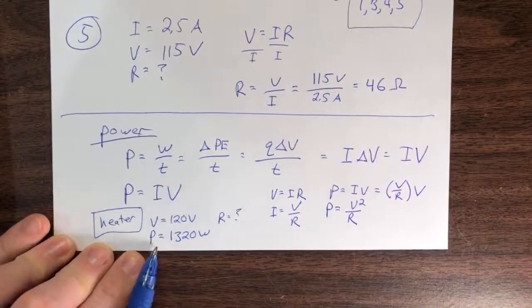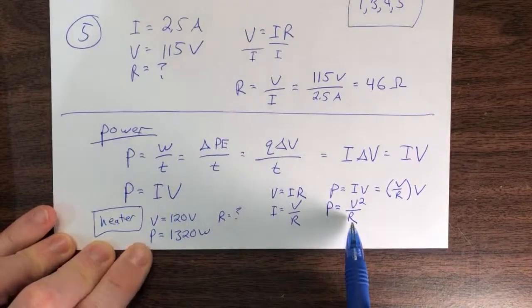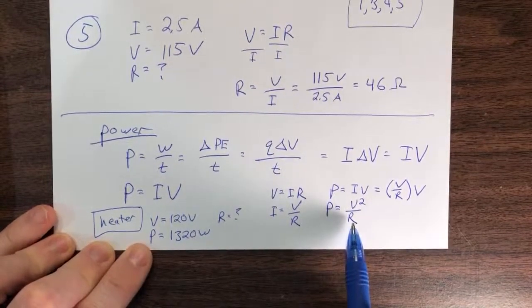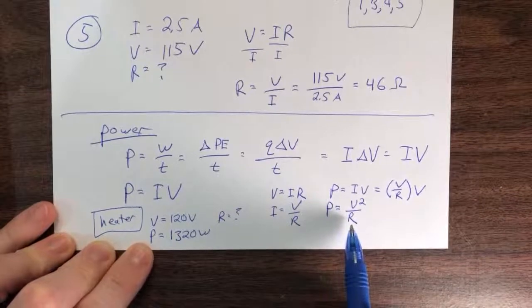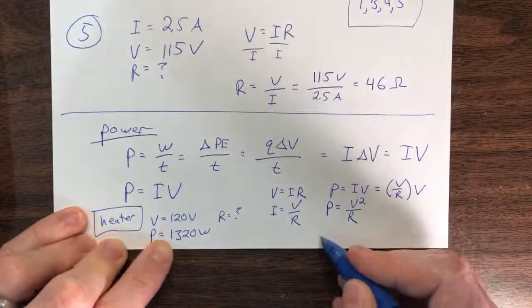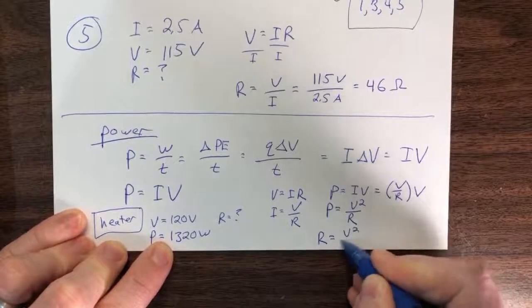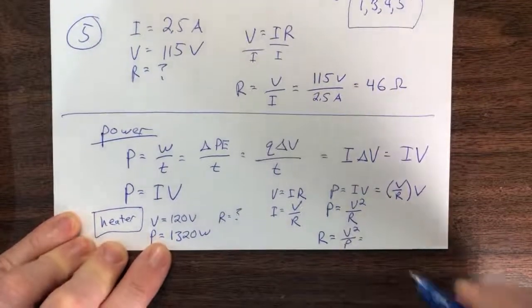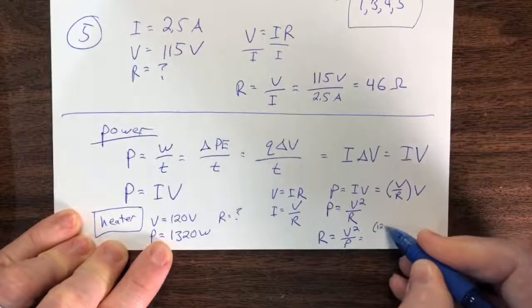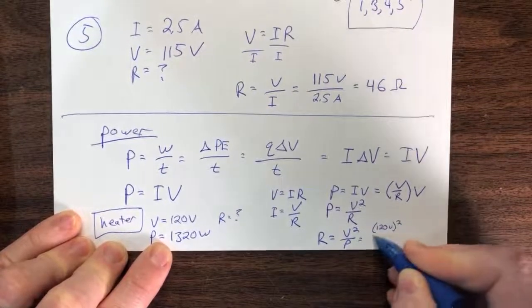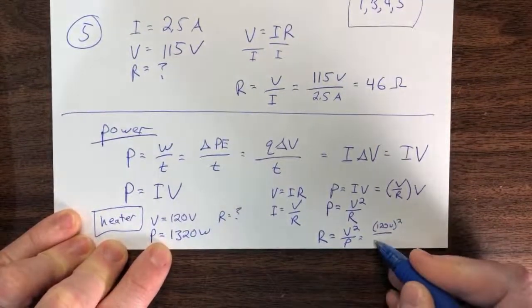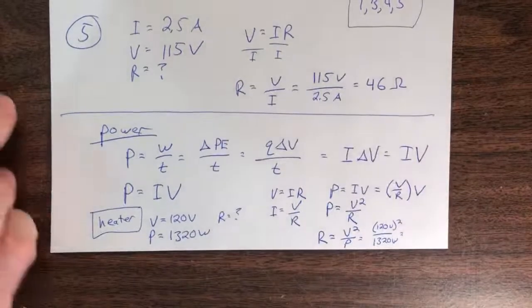We know the voltage, we know the power, we want to solve for the resistance, and what we can do is multiply both sides by R, divide both sides by P, and that's going to get us the equation R equals V squared over P. Plug in some numbers. So 120 volts squared divided by 1,320 watts. And let's do it.